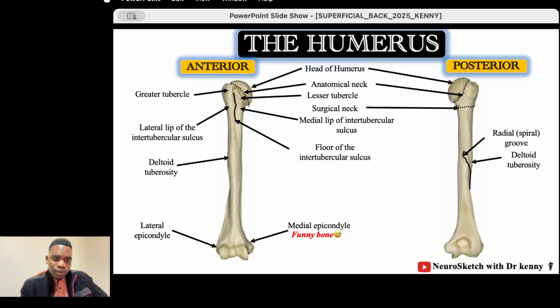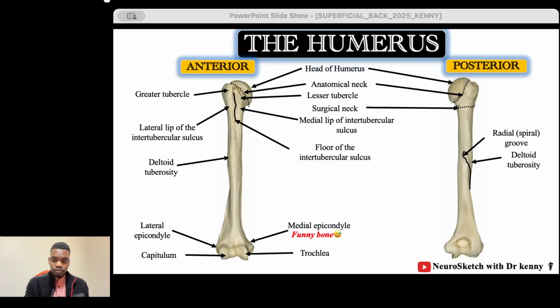Okay, so let's now talk about these knuckle-like elevations on the distal part of the humerus. We have one on the medial, one on the lateral. On the medial side, it is special and is known as the trochlea. The trochlea is this medial condyle-like elevation, and the one on the lateral side is known as the capitulum. Capitulum. Yes, capitulum. Okay.